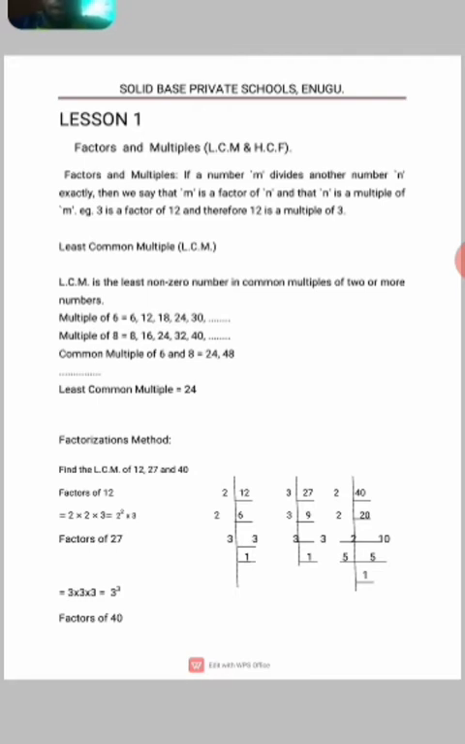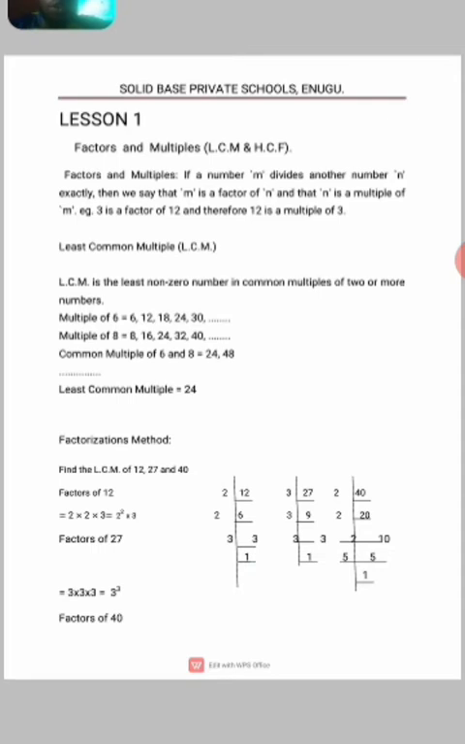So the column that has the highest power of 3 is 27. So we'll pick 3 raised to the power 3 there, and 5 is just alone. So to find the LCM of 12, 27 and 40 using this method, we simply say 2 raised to the power of 3 times 3 raised to the power of 3 times 5.